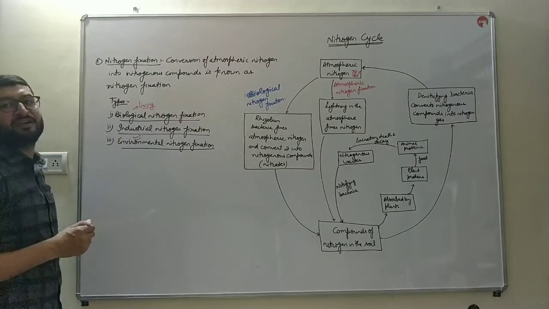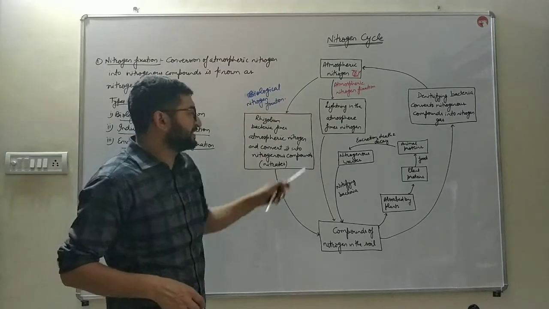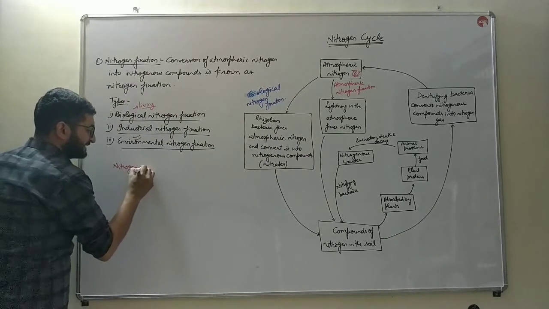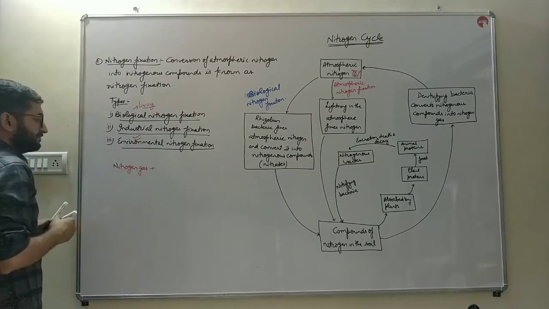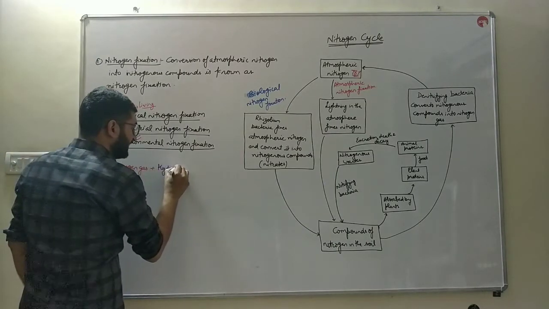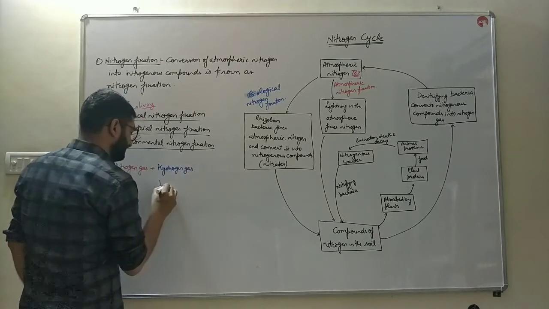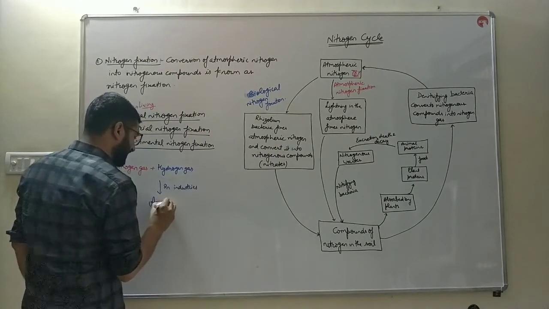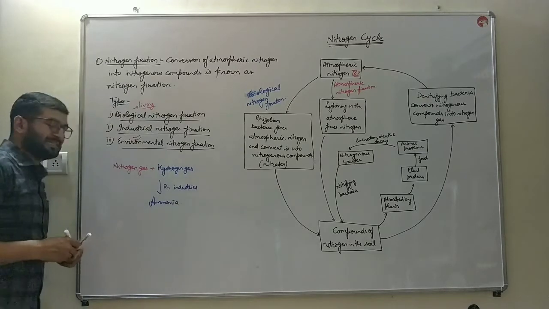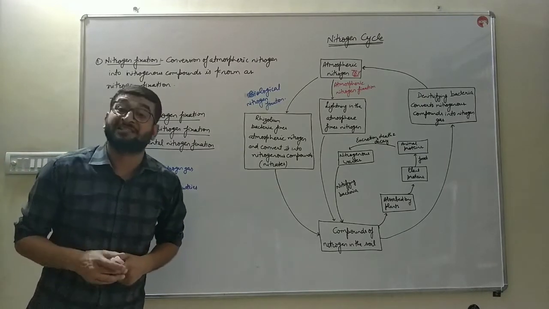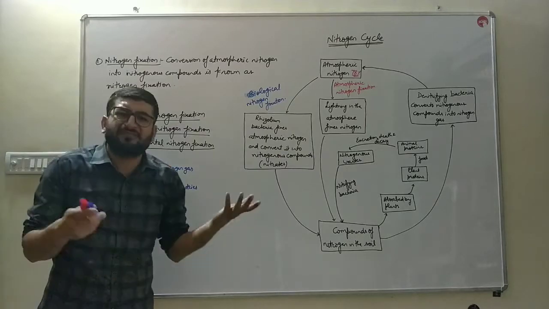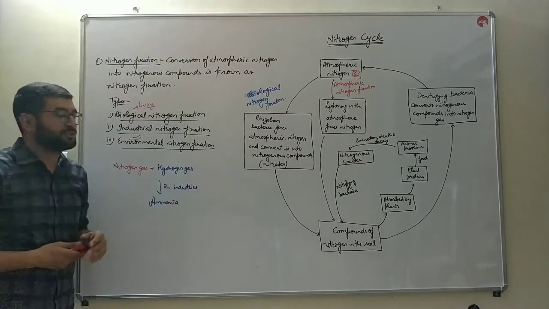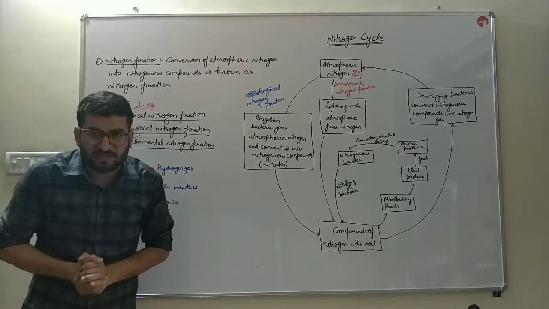The third is industrial nitrogen fixation. That industrial nitrogen fixation is not represented in this cycle. In this, nitrogen gas combines with hydrogen gas in industries to form ammonia, and that ammonia is used in the formation of fertilizers which are used in the soil by the farmers. These are nitrogenous fertilizers we have discussed in the first chapter, crop production and management. So these are the three kinds of nitrogen fixation.